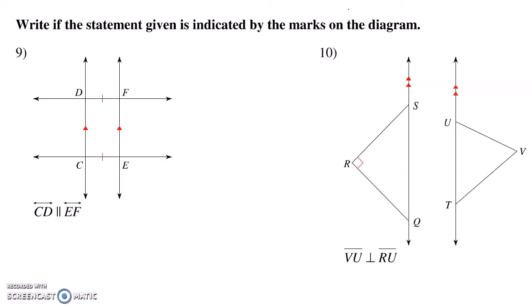Discern whether or not the statement given is indicated by the marks on the diagram. So does the diagram tell us that CD is parallel to EF? Yes, it does. It also tells us that DF is congruent to CE. Here we're asked to discern whether VU is perpendicular to RU. I don't see an RU. I think that was supposed to be VT.